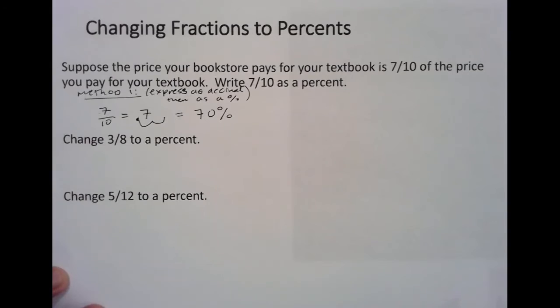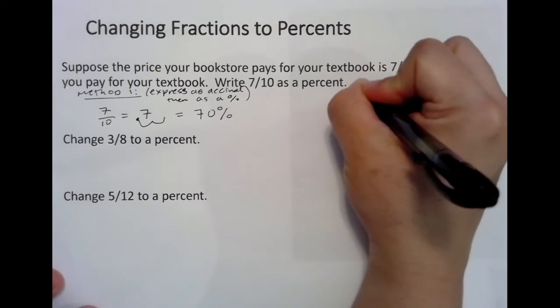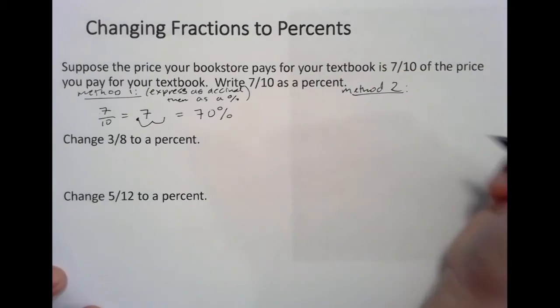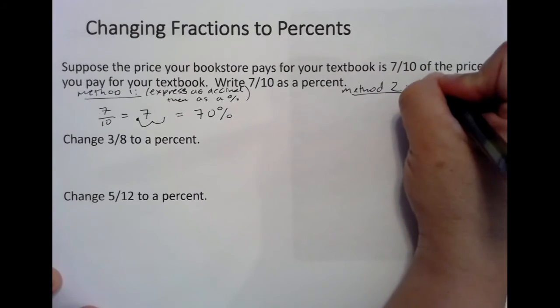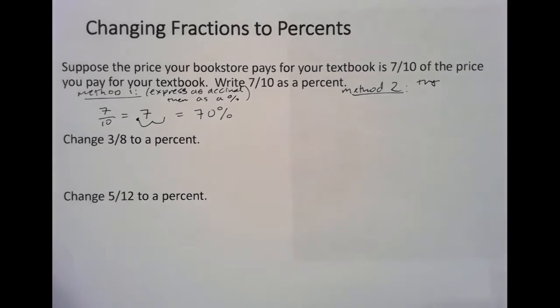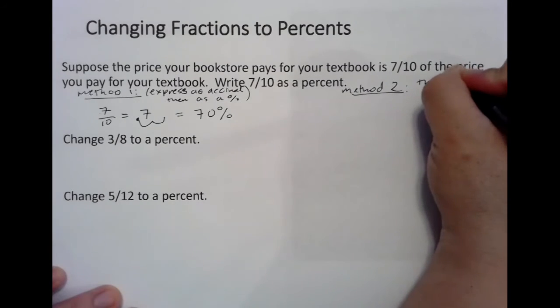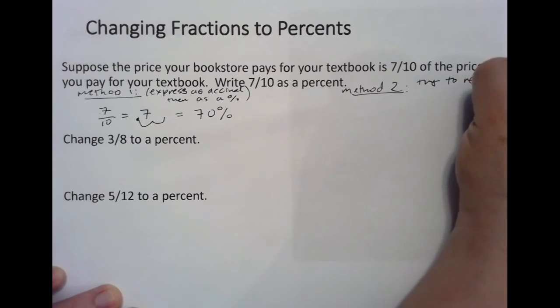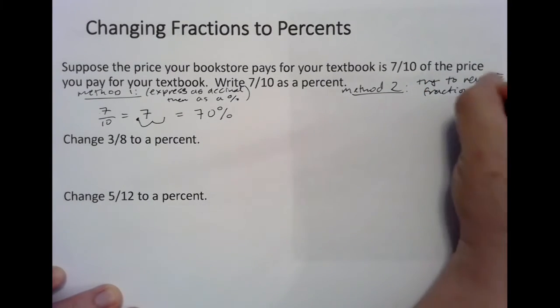Method 2 would be to try to write it over 100. If the denominator is a factor of 100, we can multiply top and bottom of the fraction to become over 100, and then we know that, by definition of percent, that's the percentage. So try to rewrite the fraction, or find the equivalent fraction, with 100 in the denominator.